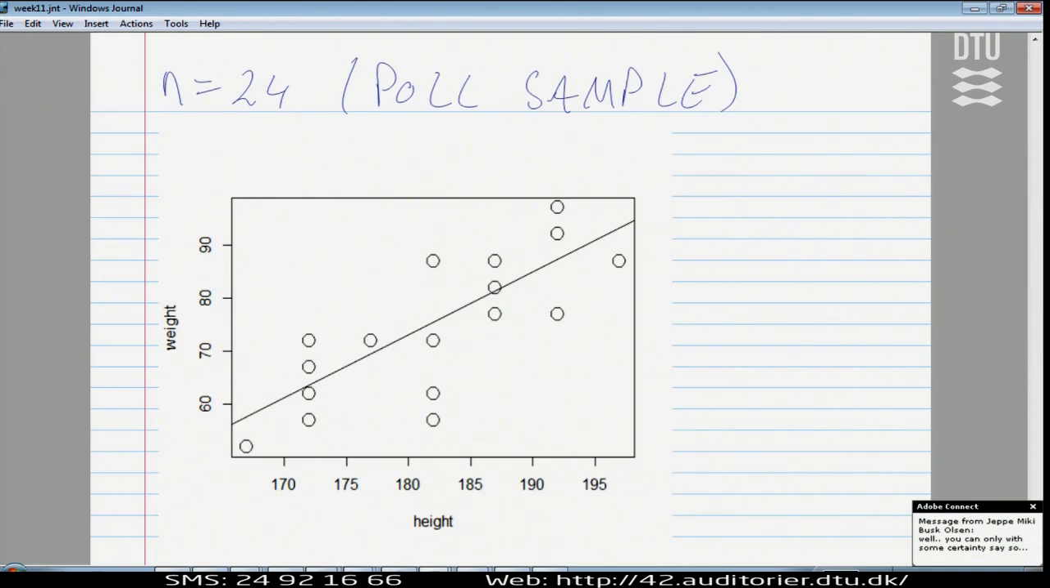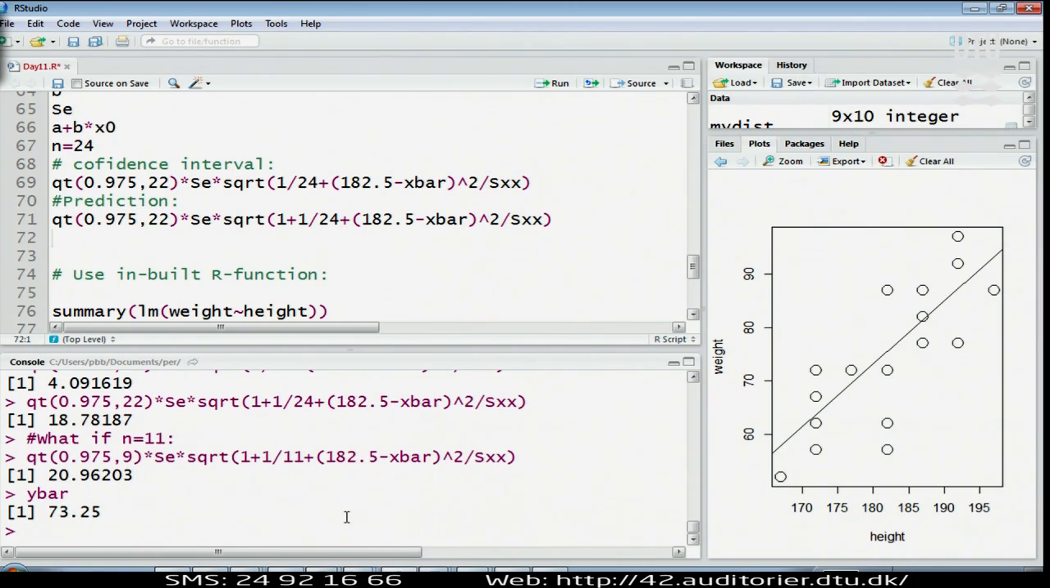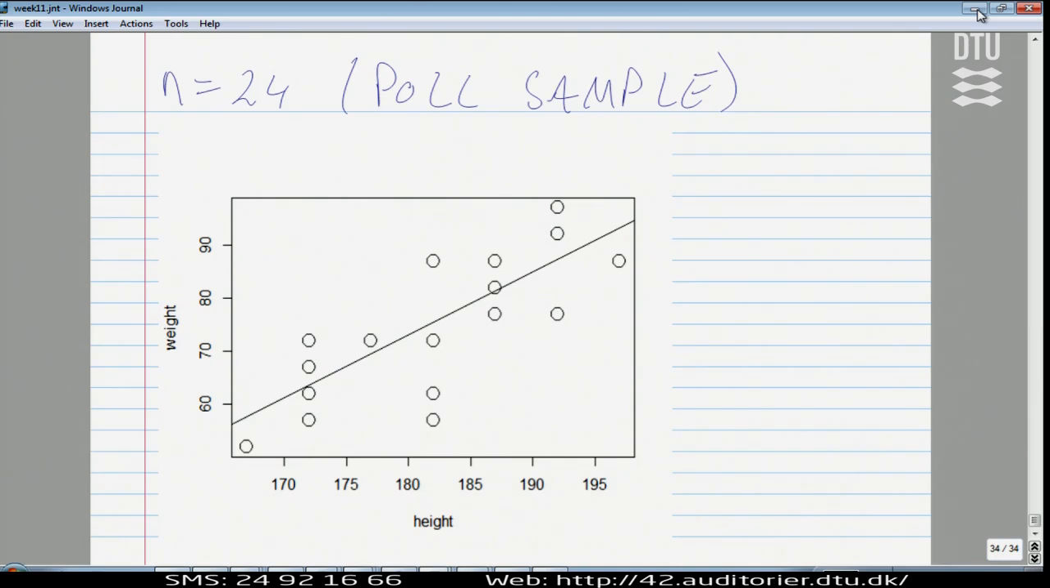Here is the plot for the 24th sample from all of you. The thing is, the average weight was how much? Let me check that. What was the average weight of the sample? 73 kilos. We probably had some female sampling also now, not only males. So we got a more joint weight average and not just a male weight average here. Here is Y bar. That was 73 kilos approximately.